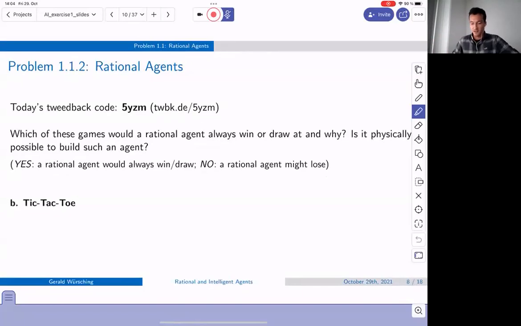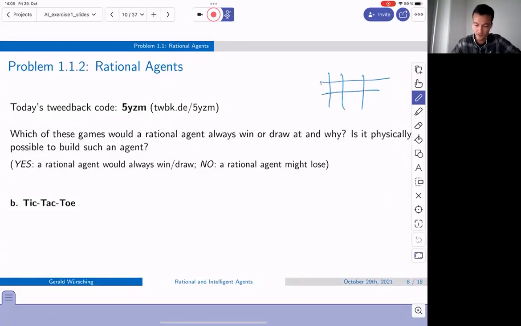All right, then the next question would be the same thing. So would a rational agent always win at a game of tic-tac-toe? So tic-tac-toe is also called noughts and crosses. I'm sure everybody knows it, but I can just also draw it for you again. I think everybody knows noughts and crosses.